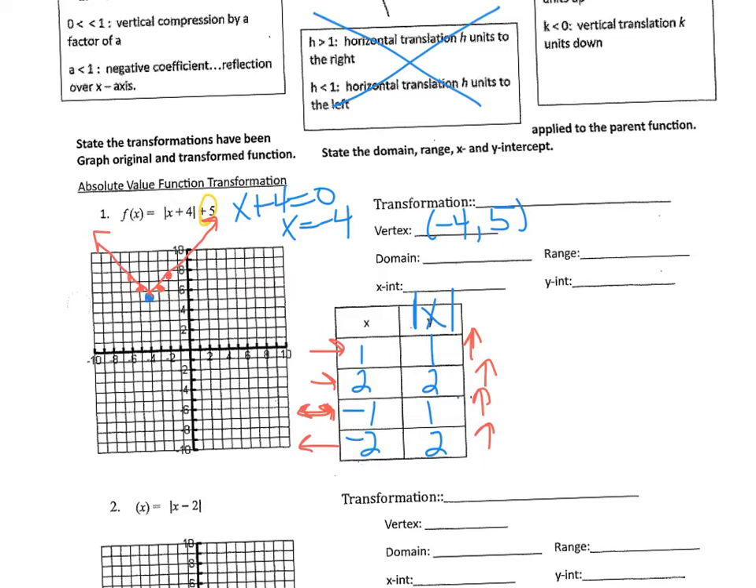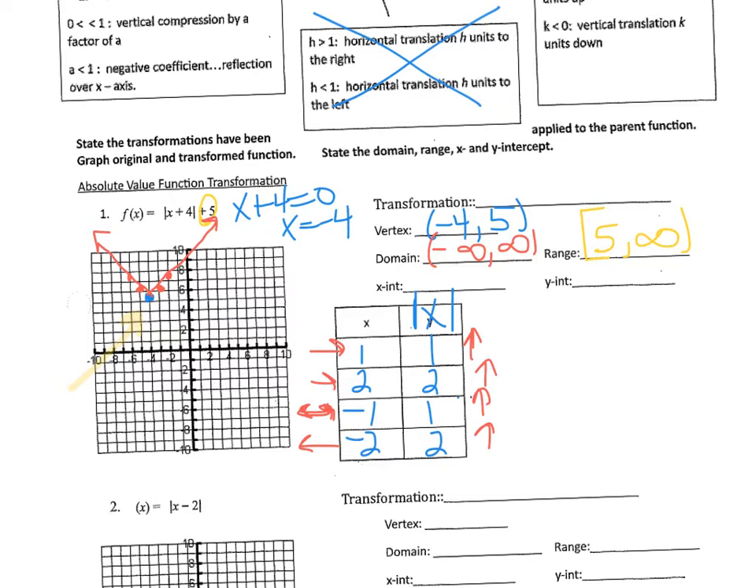Our domain would be negative infinity to infinity because it's arrow to arrow from left to right. Our low point would be my vertex. So my lowest point would be the y at that vertex. The y-coordinate is 5, so it's going to be 5 with a bracket all the way up to the arrows, which is the highest point, infinity. So there's your domain and range.